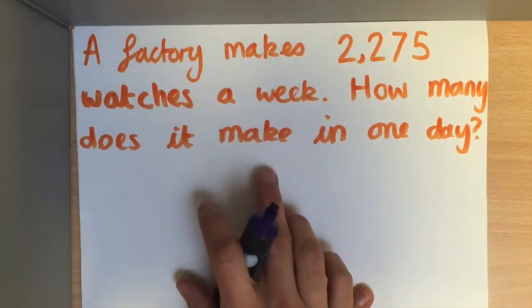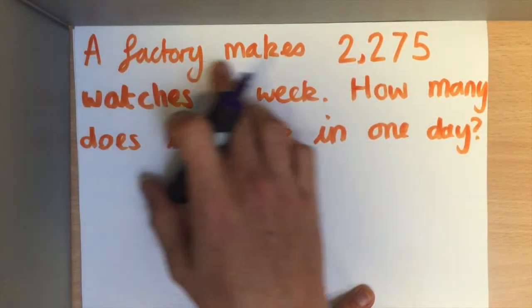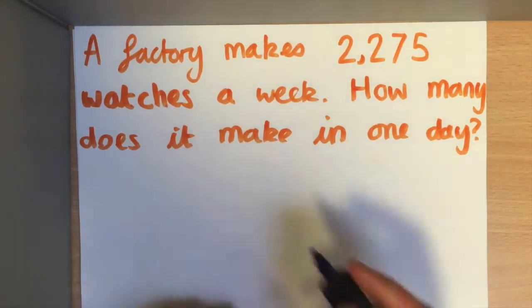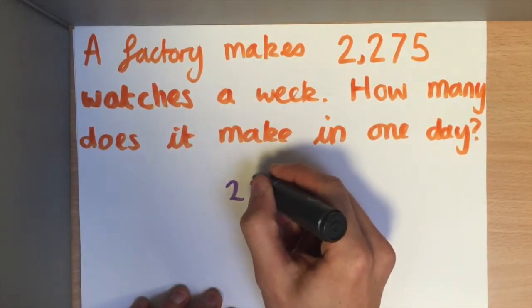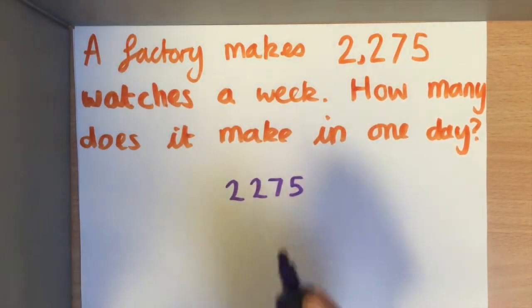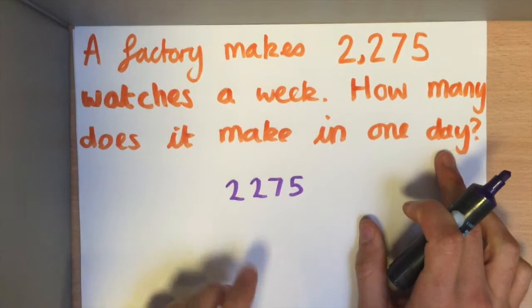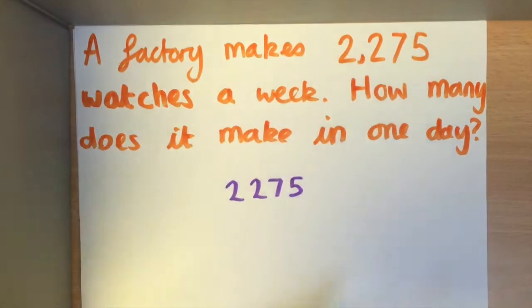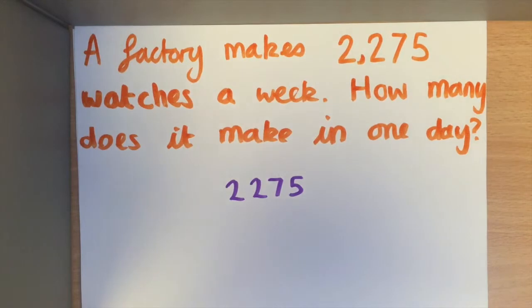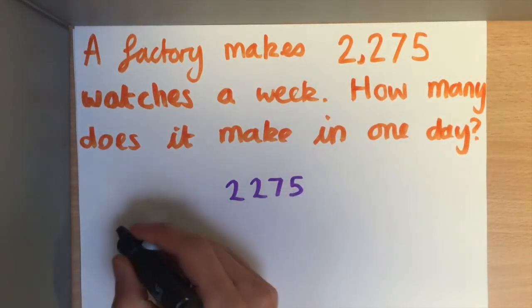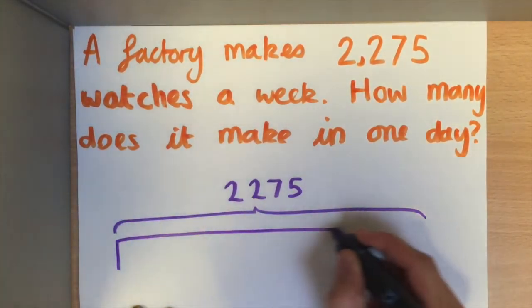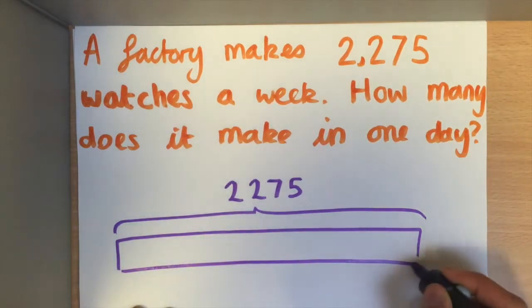How many does it make in one day? Well, how many what does it make? That must refer back to the start of my question, where I'm told a factory makes 2,275 watches in a week. I want to know how many it makes in one day, but I'm only told how many it makes in one week. So I'm going to have to use my maths knowledge carefully and figure out how many days are in one week. I actually know it's 7. So I can see that 2,275 made over one week is simply split down into 7 days.